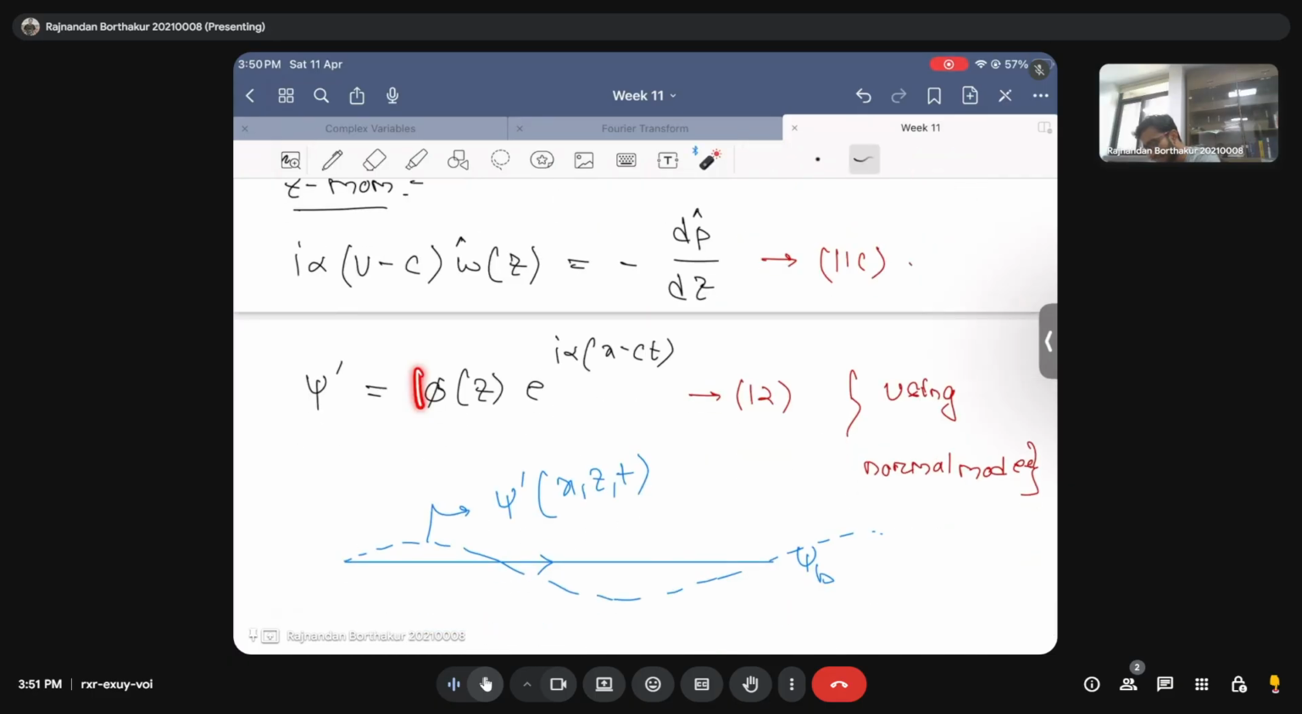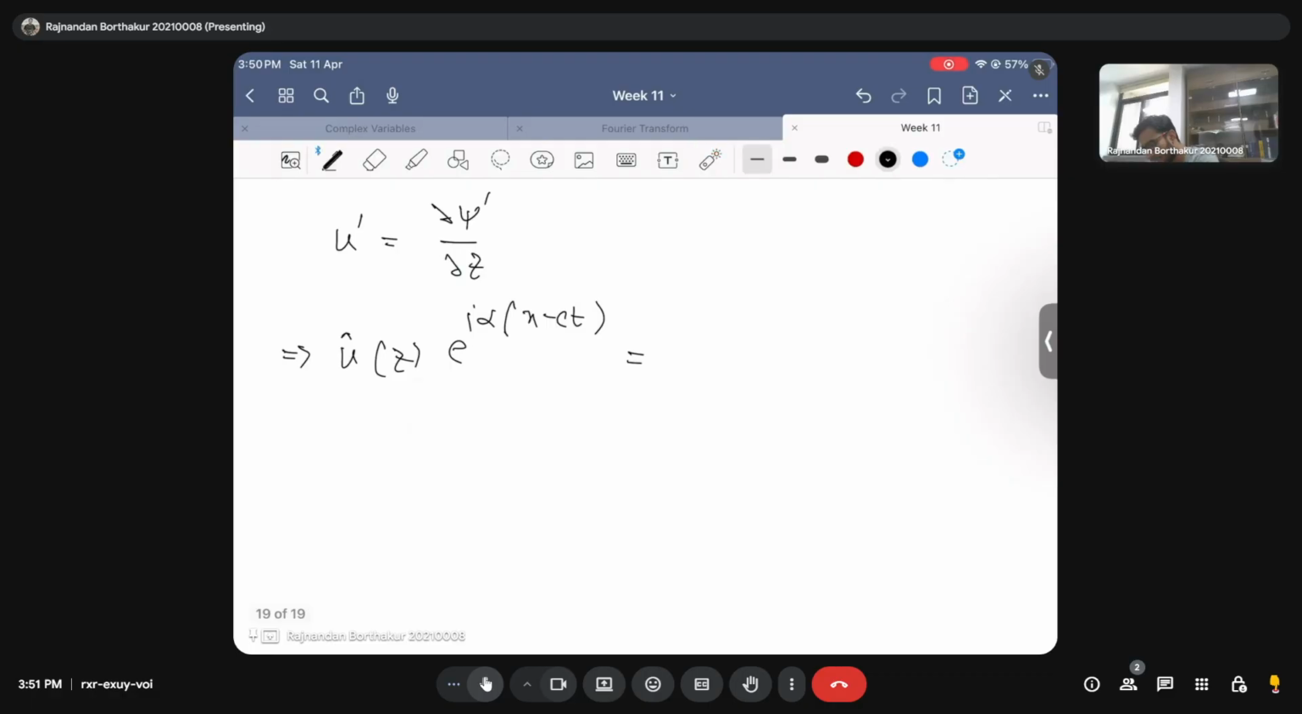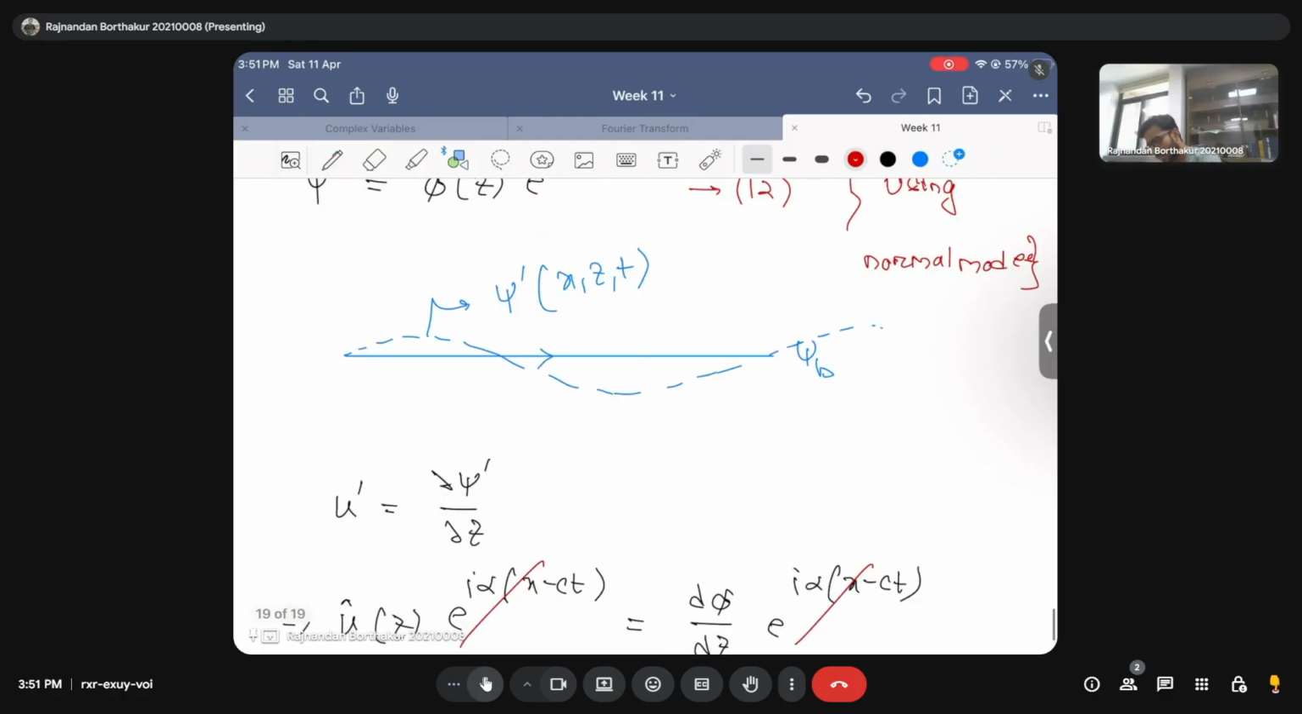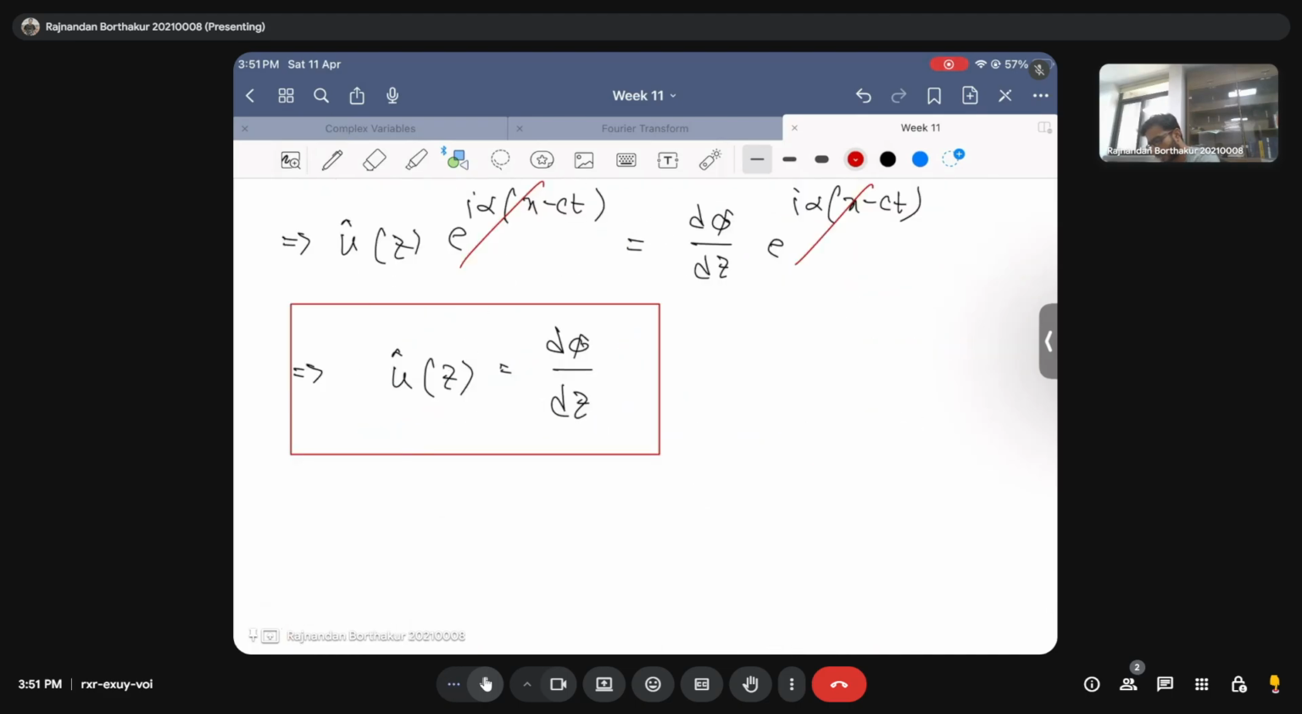Del psi prime by del z is just d phi by dz of this quantity, which means this becomes d phi by dz e power i alpha (x minus ct). I hope this is clear, which means I can simply cancel this term, and then I can relate u hat of z is equal to d phi by dz. That's one relation. Maybe I'll name this 12 or 13a.